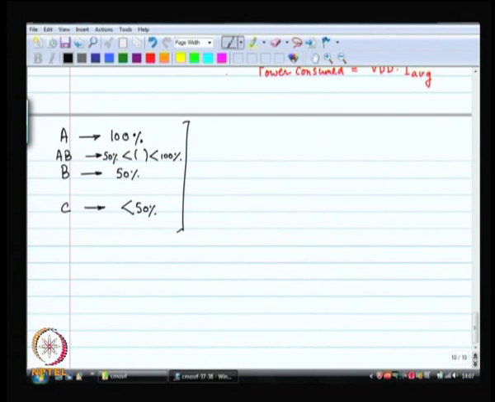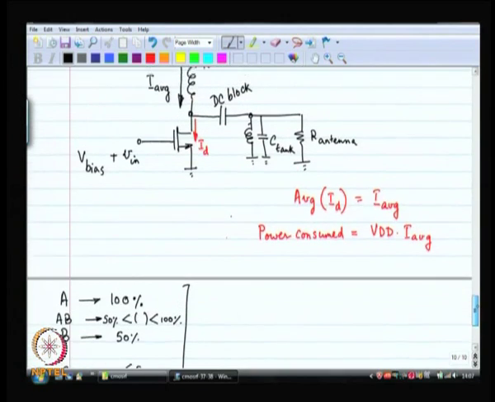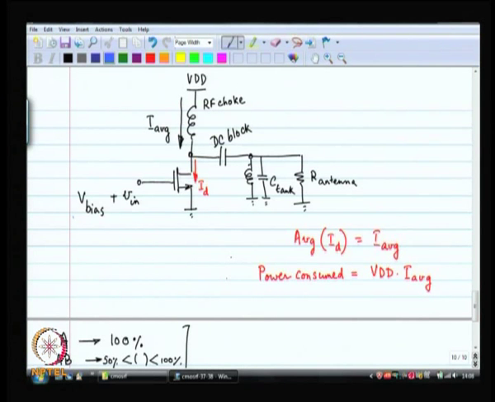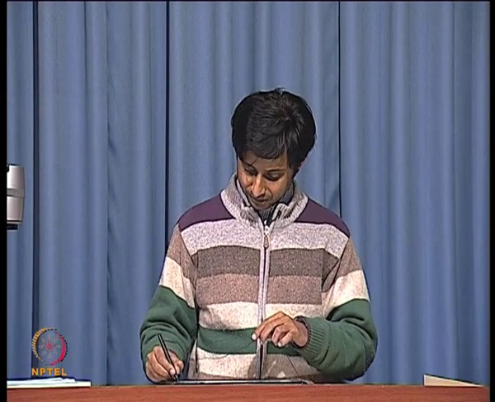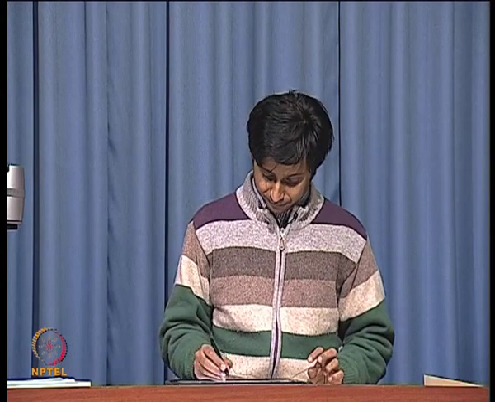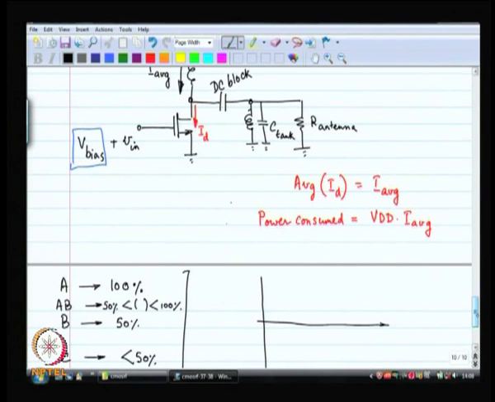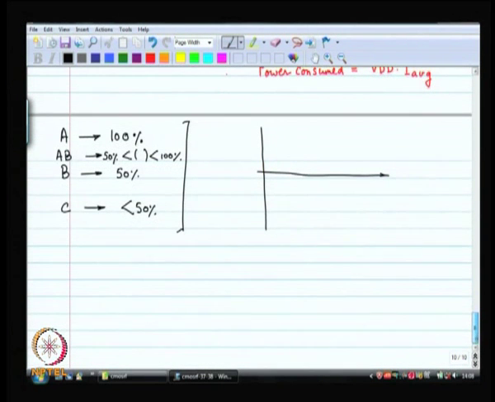Now, when I say that the transistor is on for so much percent of the time, what does it mean? It means that V bias is such that for a given percentage of time, the transistor conducts current. For the remaining amount of time, this we discussed yesterday, the transistor is cut off and nothing is really flowing through the device.